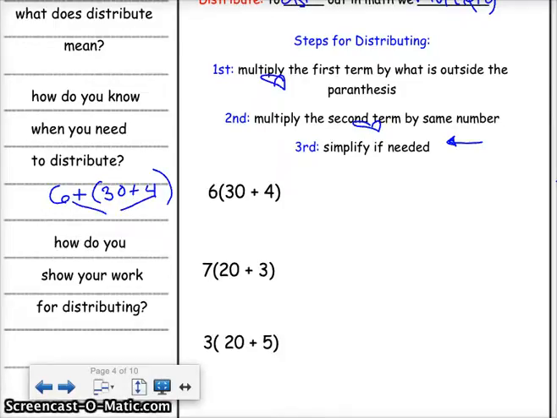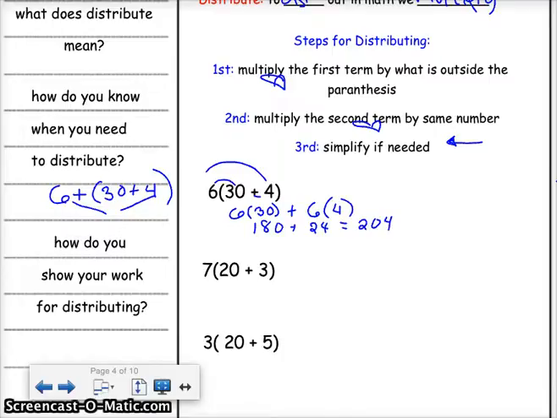But when it's sticking, it means it wants to go inside. It's like face planting to the number group. So we need to let it go inside, and that's when we know we distribute. If it's sticking to the parenthesis, you distribute. So this would turn to 6 times 30 plus, because there's a plus there, 6 times 4. 180 plus 24 is 204.